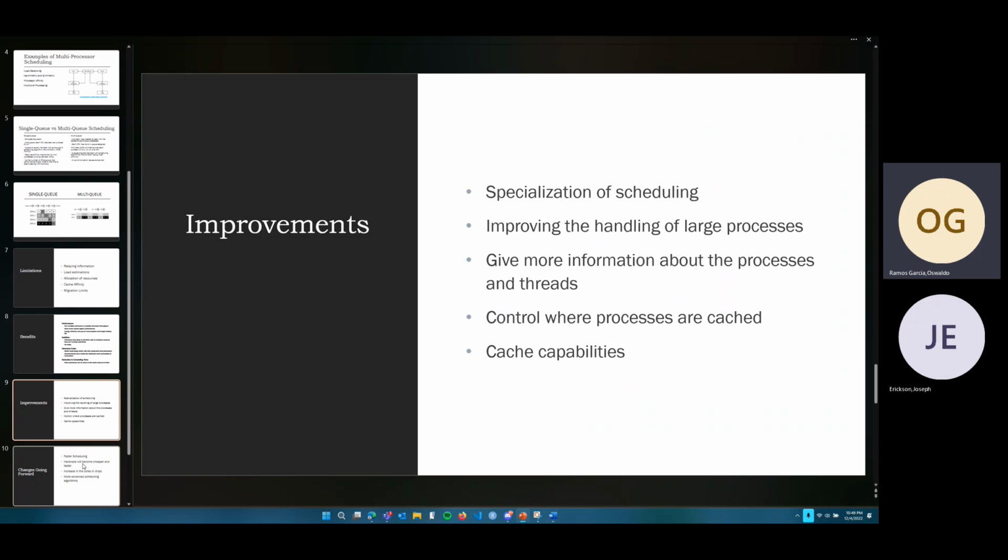Give more information about the processes and threads in order to better allocate where these threads and processes go. Giving the cores more information about them would alleviate some of the issues. Control where processes are cached. If a process is sent to somewhere where it has already executed before, then it'll be cached and it'll take less time. And then the cache capabilities: increase the size of the cache so there are more processes that are stored in there for longer.